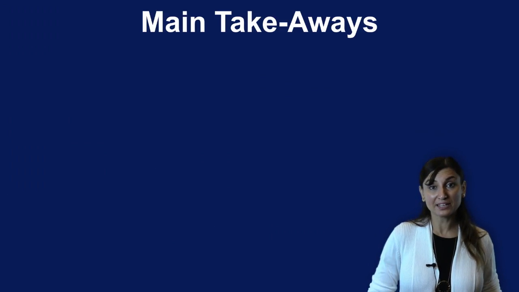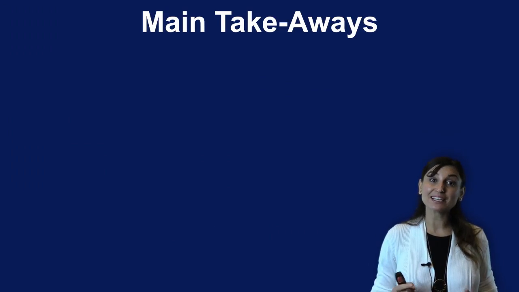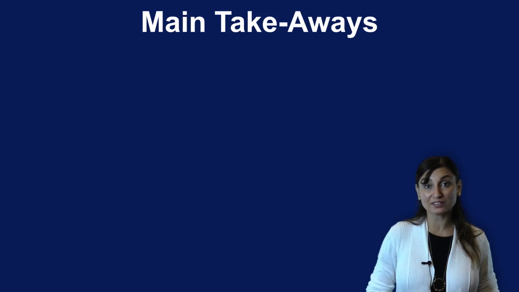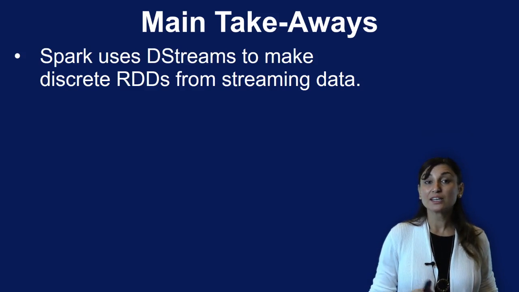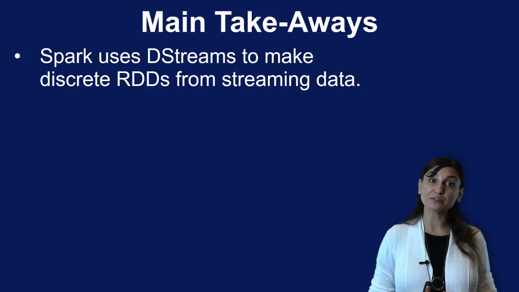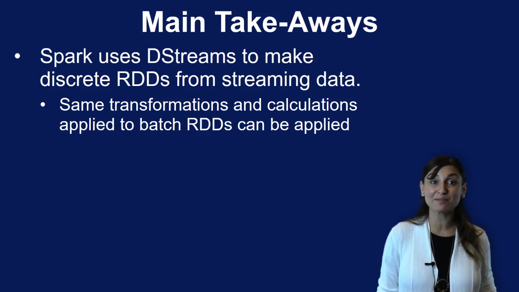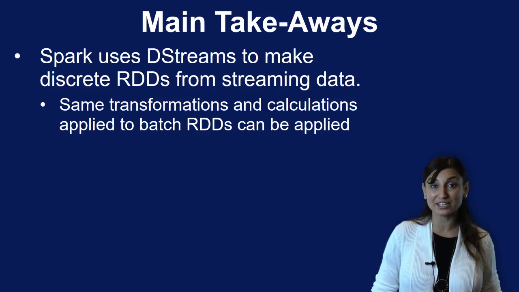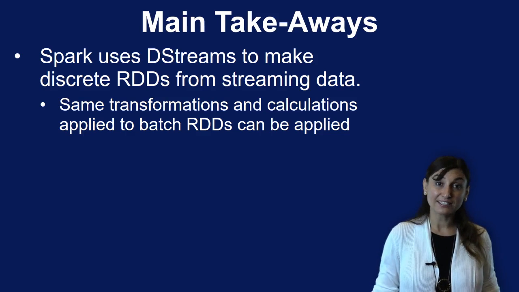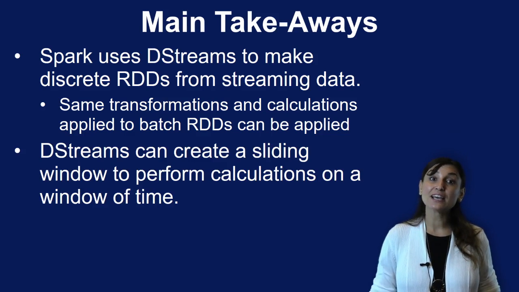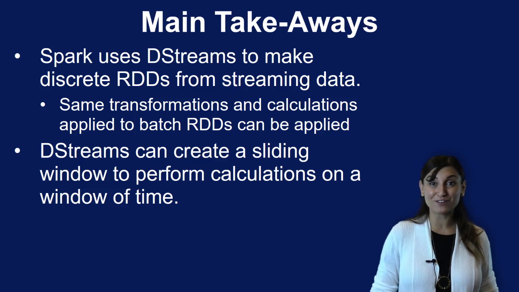In summary, Spark streaming is Spark's library to work with streaming data in near real time. These streams can be used just like any other RDD and can go through the same transformation as batch datasets. These streams can create a sliding window to perform calculations on a window of time.